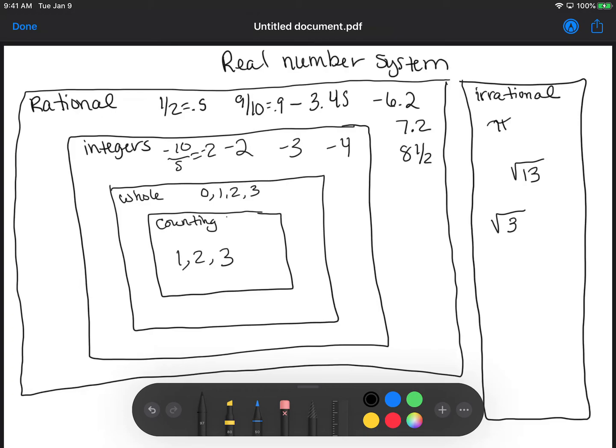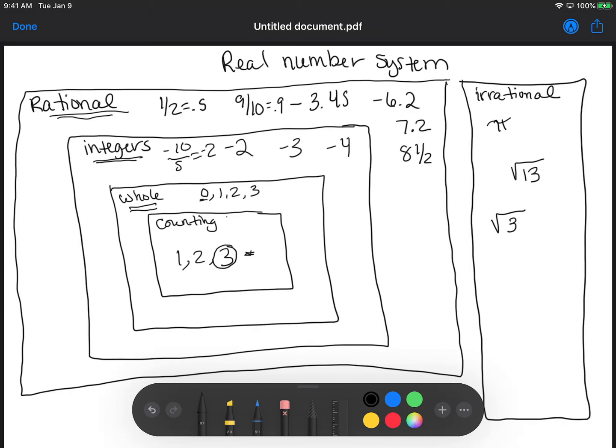Alright, so we have 3. If they ask 3 is part of what subsets? 3 would be a counting number, a whole number, an integer, and a rational number. So whatever is inside here is also a whole number, an integer, and a rational number. So 0, if they ask where would 0 belong? 0 is a whole number, an integer, and a rational number, but it's not a counting number.